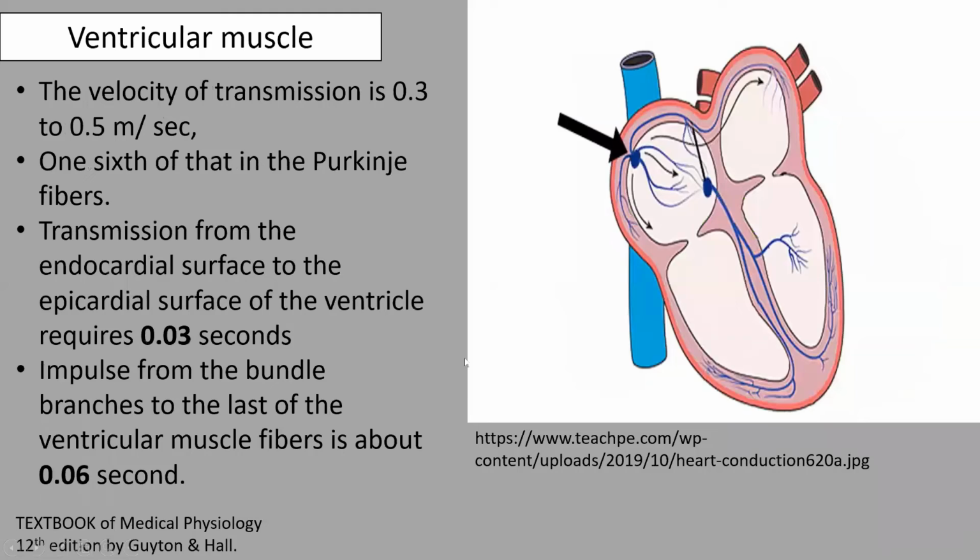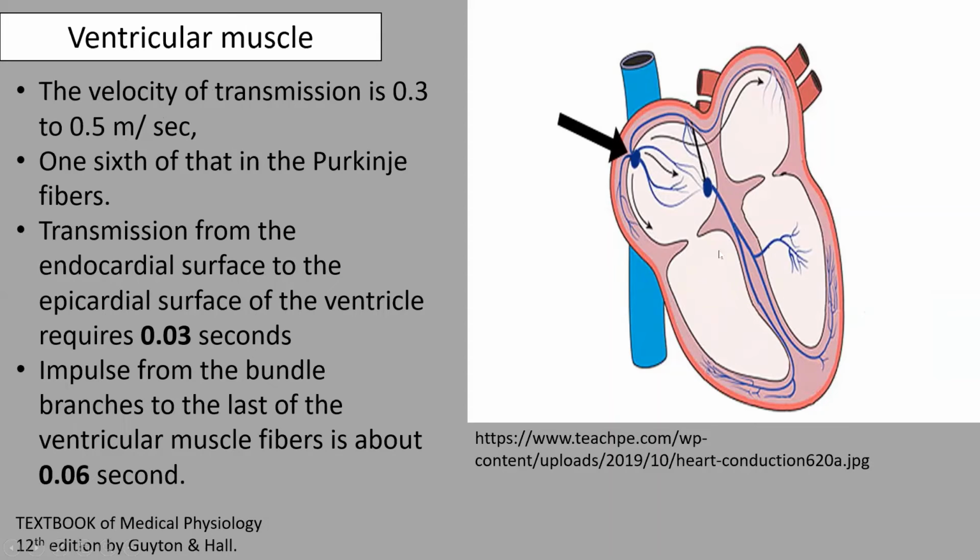When we talk about the ventricular muscle, the Purkinje fiber distributes the current to the ventricular muscle, and in the ventricular muscle, the current flows from one ventricular cell to another through the gap junction. So the transmission in the ventricular muscle is slower than in the Purkinje fiber. It is around 0.3 to 0.5 meter per second, almost 1/6 of that in the Purkinje fiber. Transmission from the endocardial surface to the epicardial surface of the ventricle requires 0.03 second.